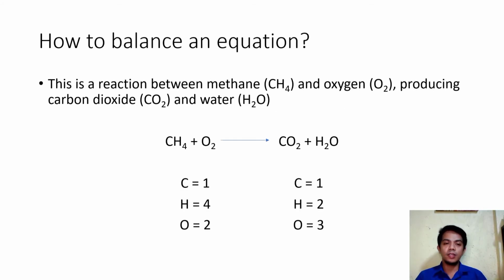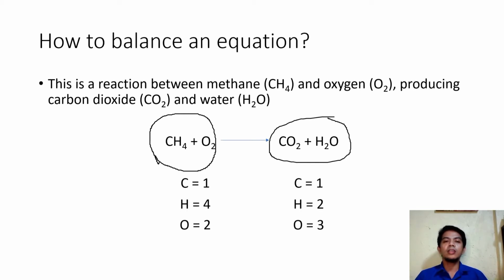So what are the steps in balancing an equation? This is a reaction between methane and oxygen, producing carbon dioxide and water. In this example, the reactants are this, and the products are this. The reaction shown is a combustion reaction. A compound reacts with oxygen and produces carbon dioxide and water. The technique is to balance the carbon atoms first, then the hydrogen atoms, and then the oxygen atoms.